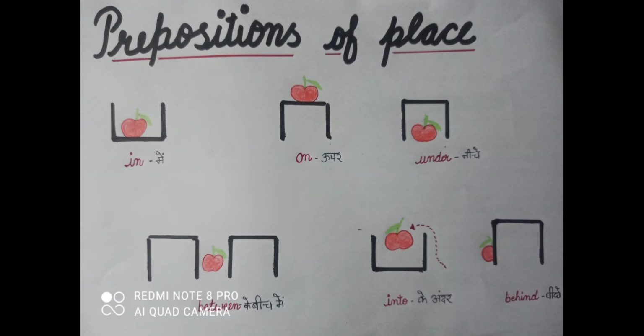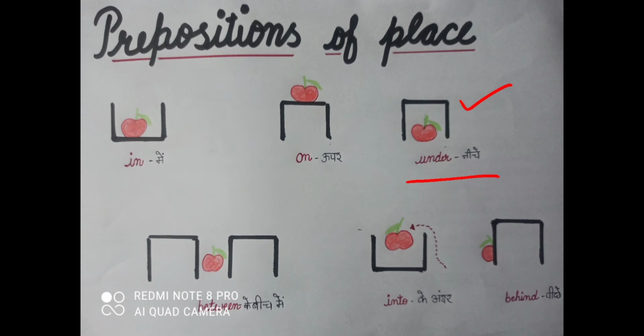In the first picture, you can see that the apple is in the box. Where is the apple? It is in the box. In the second picture, where is the apple? It is on the box. In the next picture, where is the apple? It is under the box.